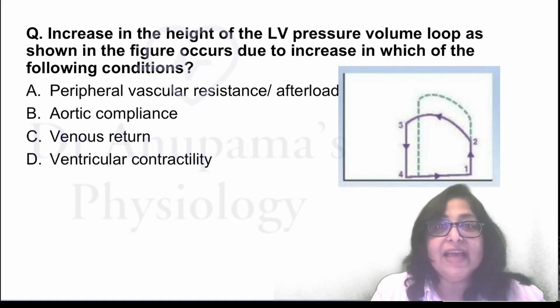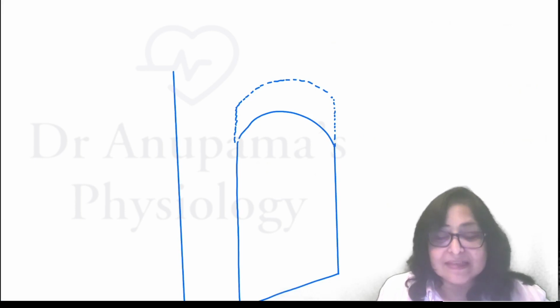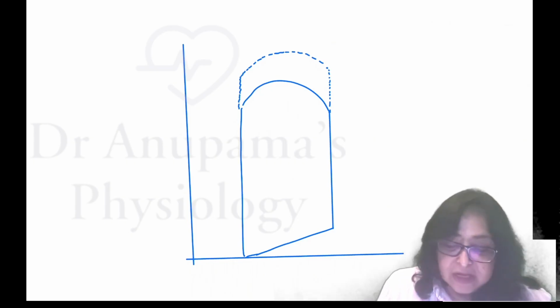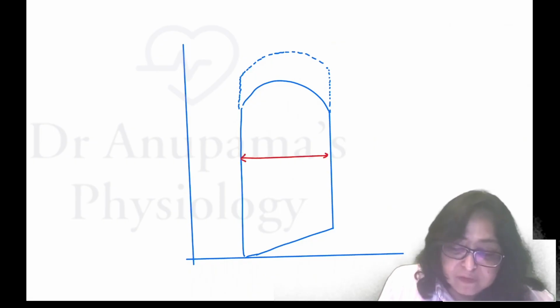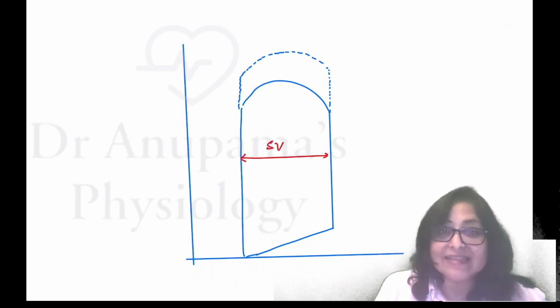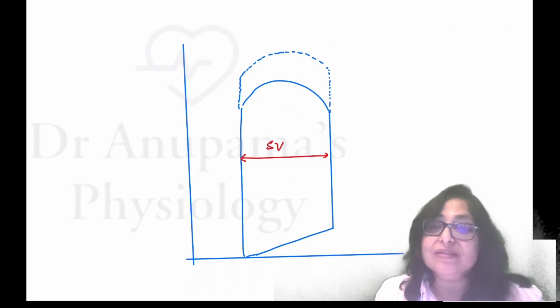It says increase in the height of the LV pressure volume loop as shown in the figure occurs due to an increase in which of the following conditions? Actually, the loop was something like this, where there is increase in the height of the LV pressure volume loop without any change in the stroke volume. Stroke volume is the width of the loop. Now, what is represented on the y-axis is the pressure. So increase in height of the loop means that the LV has to exert more pressure to pump the blood into the systemic circulation.